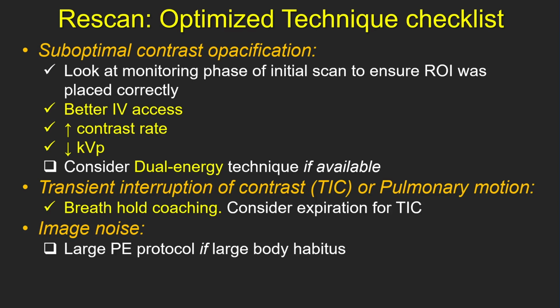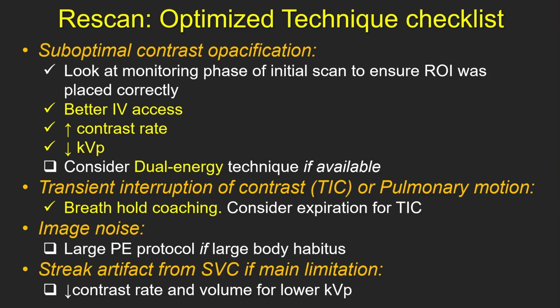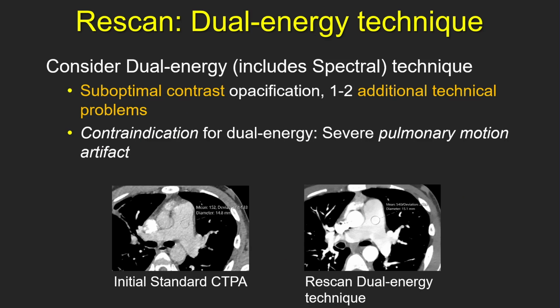For image noise, you can do a large PE protocol if large body habitus. If streak artifact from SVC is the main limitation, you can decrease the contrast rate and volume at lower KVP settings. Consider dual energy when there is suboptimal contrast opacification, particularly when there are 1 to 2 additional problems. But a contraindication is severe pulmonary motion artifact. Here, contrast opacification was improved upon rescan with this technique.